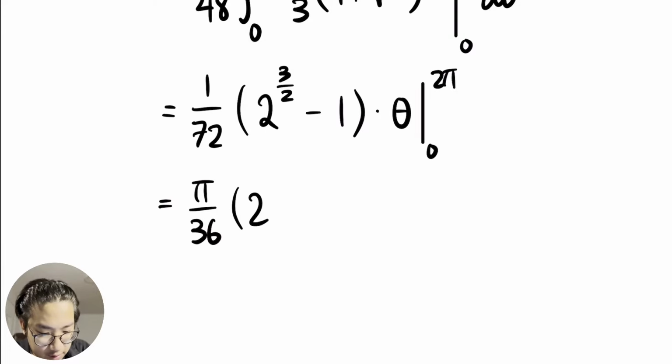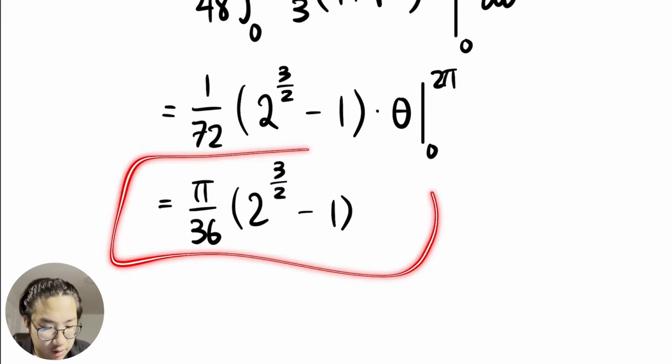And then 2 to the 3 over 2, minus 1. And this is your final answer.